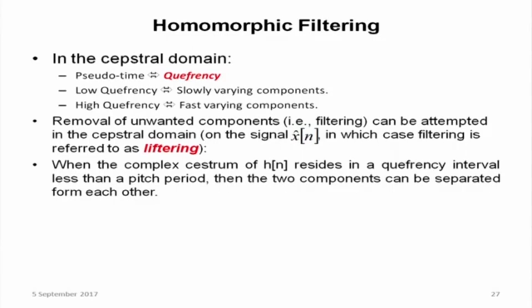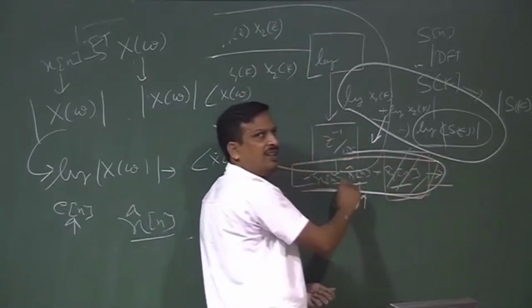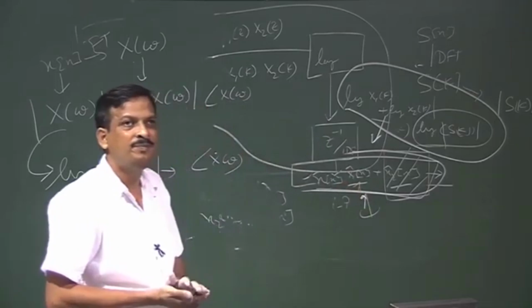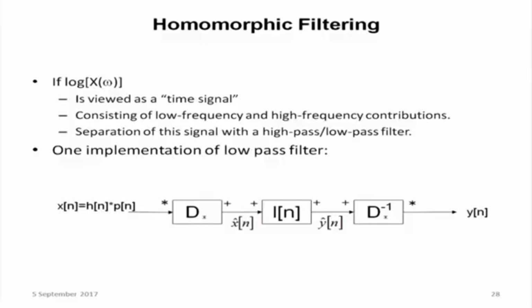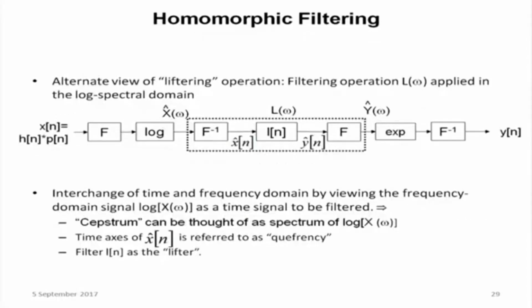So, removal of the unwanted component, filtering, can be attempted in the cepstral domain itself, and that filtering is called liftering. Instead of filtering, we say liftering, because this is not a time domain signal. Then you can discuss the homomorphic filtering. If I have log X(omega), then I can pass it through a low pass filter, in view of the time signal, and find out the slowly varying component. I am not going into the details of the filtering technique here.